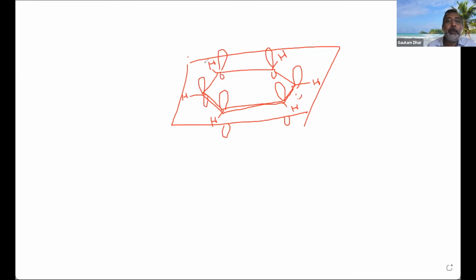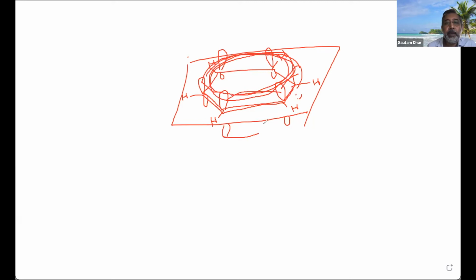And when they're forming a double bond, we show it like this, and like this. But it is also true that they can overlap here, they can also overlap here, and they can also overlap here. So the overall structure is basically this: all these p-orbitals overlap together, forming this huge delocalized structure.